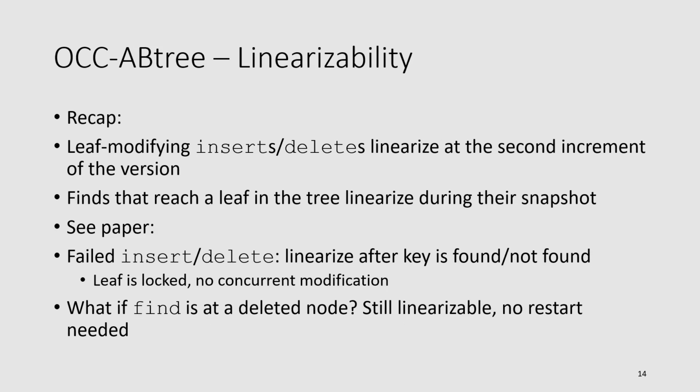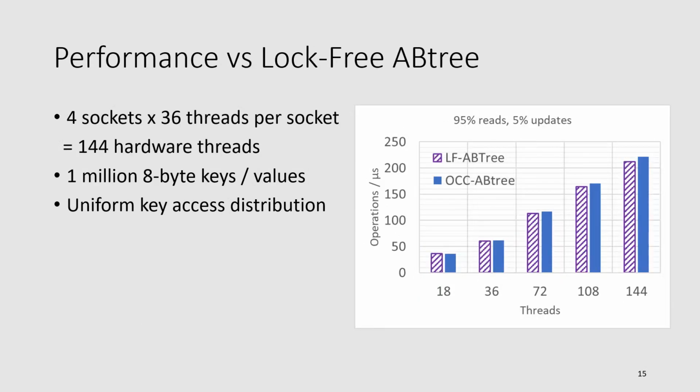Finds that terminate at a leaf which has been unlinked from the tree can still read the leaf and return without restarting from the root. They linearize at the point when the leaf is unlocked, but again, for the sake of time, I'm going to leave the explanation to the paper. The OCC-AB tree is linearizable, but there are dozens of linearizable trees. We wanted a fast tree, so let's look at some performance results.